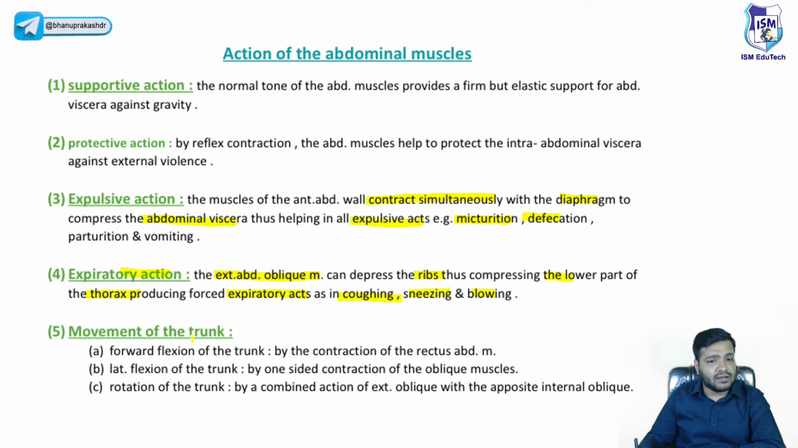And the movement of the trunk. You already know the forward flexion of the trunk is by the contraction of the rectus abdominis muscle. The lateral flexion of the trunk is by one-sided contraction of the oblique muscles, and rotation of the trunk is by combined action of the external oblique with the opposite internal oblique muscle. So that is in very short the action. Just the names of the muscles are mentioned and the actions are very, very easy.